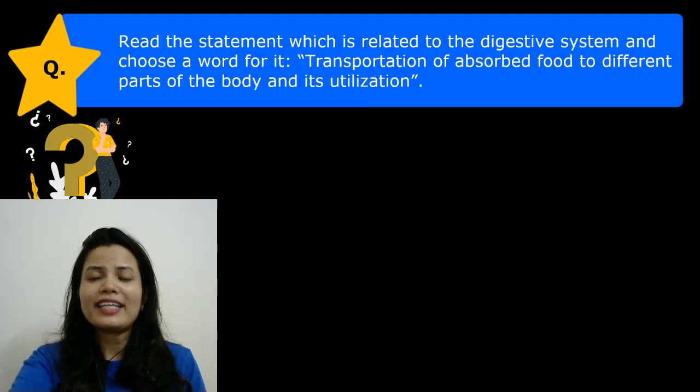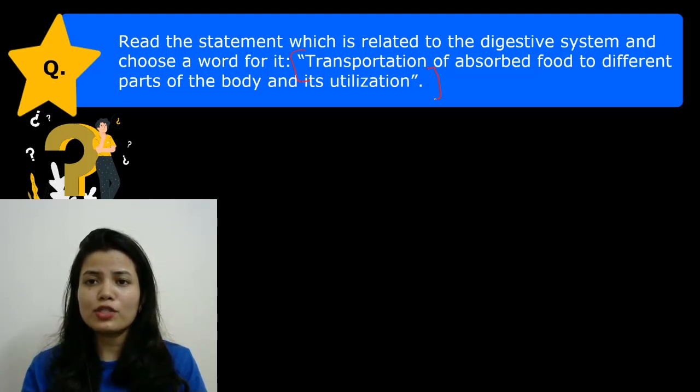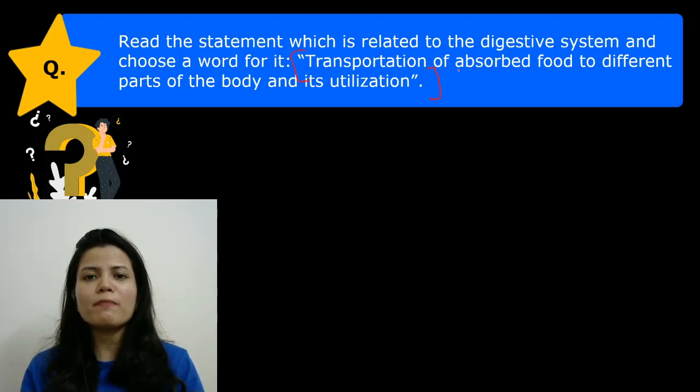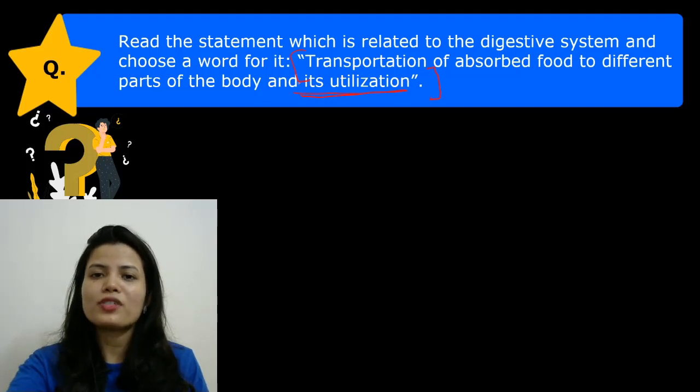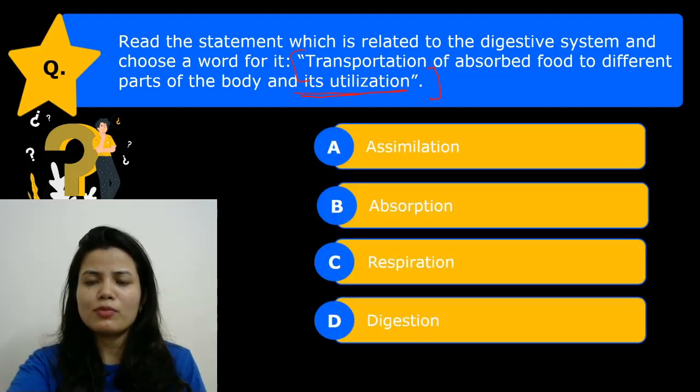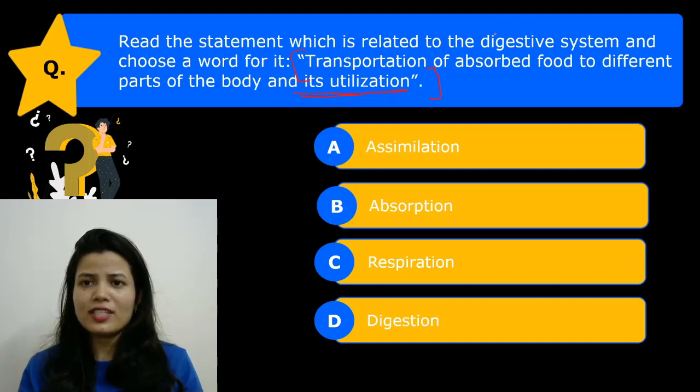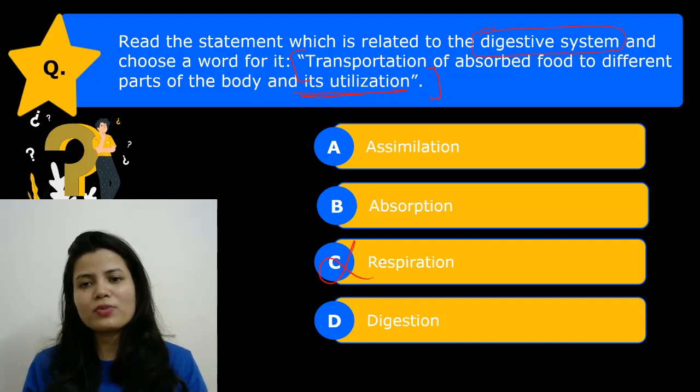Next question is, read the statement which is related to the digestive system and choose a word for it. We have to give a word for this statement. The statement is: transportation of absorbed food to different parts and its utilization. The options were assimilation, absorption, respiration, digestion. First of all, the statement is related to the digestive system. Okay, so respiration is not an option.